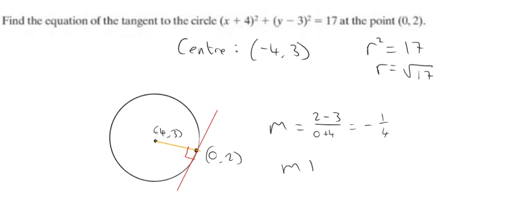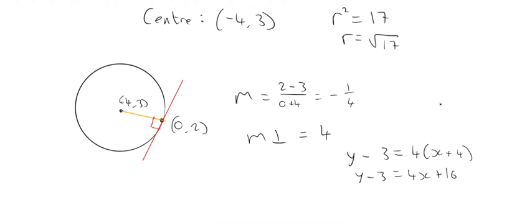And then the slope of the line perpendicular to that would have to be, flip it upside down, so it becomes 4 over 1 or 4, and change the sign so it becomes a plus 4. I'm going to use the point 0, 2, because the point 0, 2 is on that tangent that I want. So our equation of the line would be y minus 3 is equal to 4 times x minus minus 4, so it'll be plus 4. So we get y minus 3 is equal to 4x plus 16. And then we get minus 4x plus y is equal to 19. And that's all then for that question.